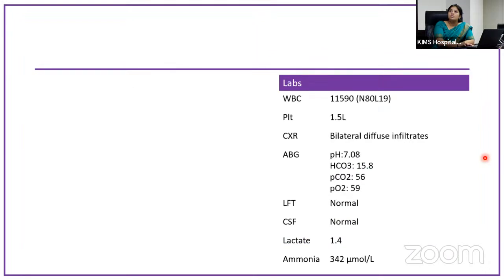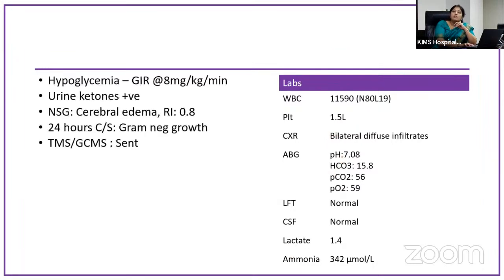What we can see is that the WBC and the platelet counts are okay. The chest X-ray was showing some diffuse infiltrates. Now, if you look at the blood gas, we can see that there is metabolic acidosis with a normal LFT, a normal CSF, and normal lactates, but the ammonia is again elevated. So the ammonia is 300. This child also had hypoglycemia requiring a GIR of 8 milligram per kg per minute.